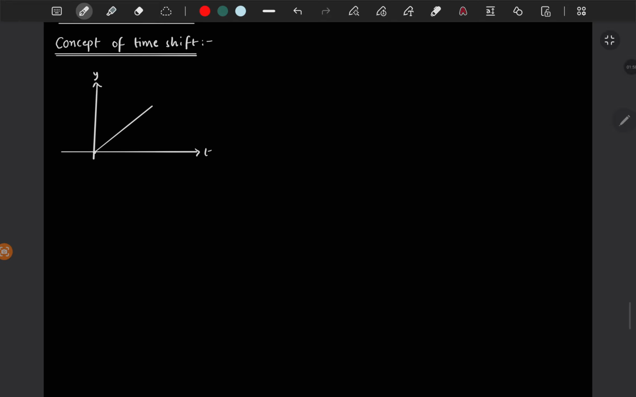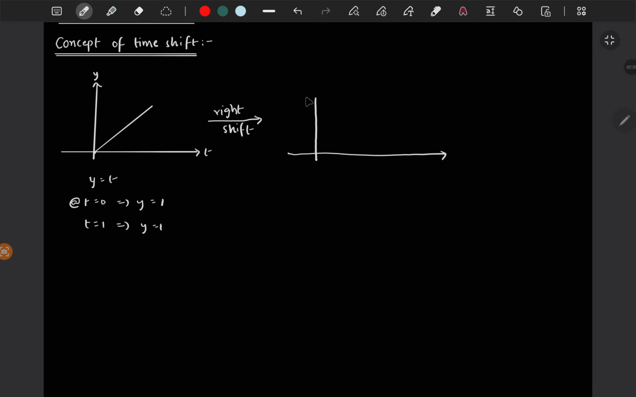Yes, this is a simple linear equation which is y is equal to t. So at t is equal to 0, the y-axis value is 0, and at t is equal to 1, y is 1. Now if you do right shift of this waveform, let's say 2 units. So we shifted this waveform by 2 units.